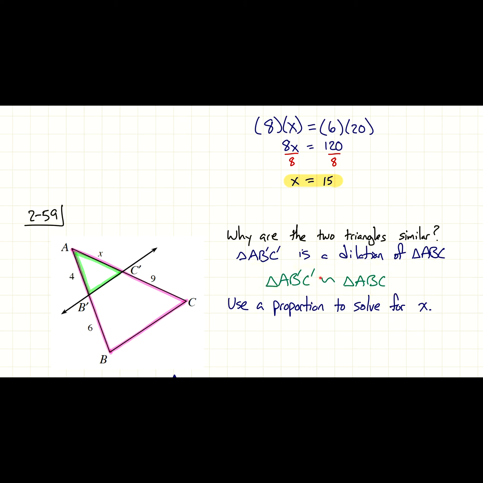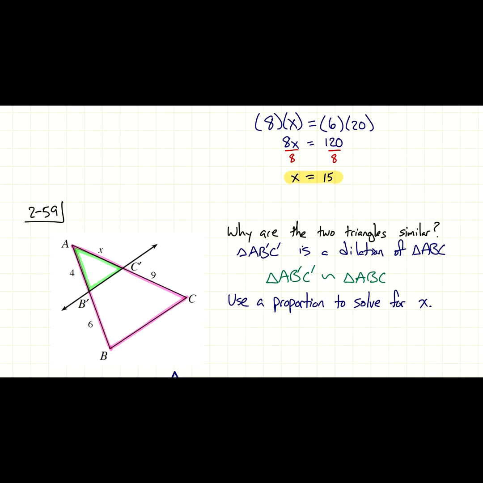You'll notice the notation here. I'm using the similarity notation, which is a little squiggly line. We've seen this before with congruency. Congruency had an equal sign with a squiggly line on top. This is just similar, so it just has the squiggly line. Now let's use a proportion to solve for x.